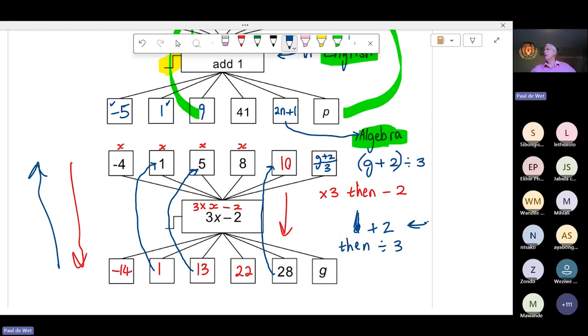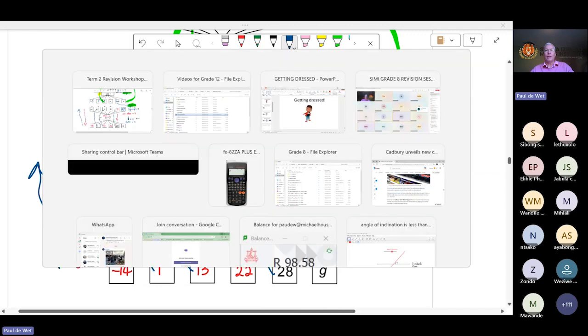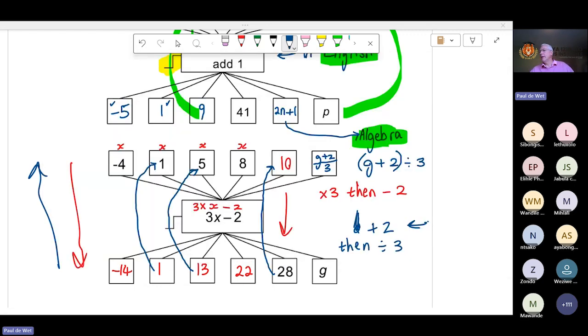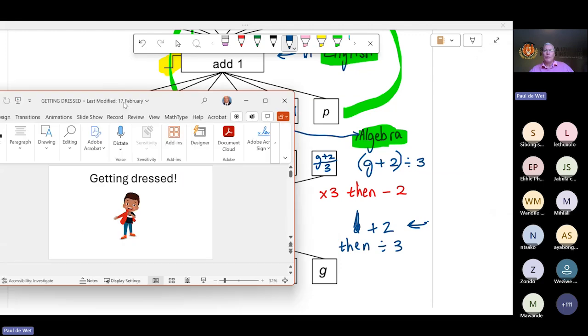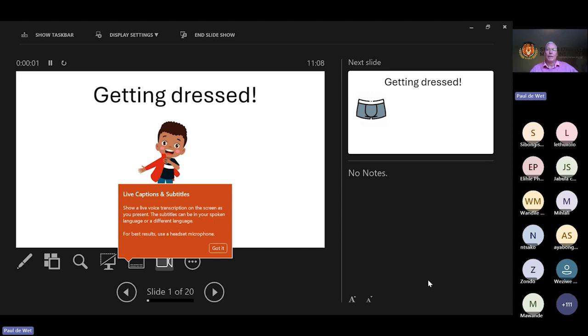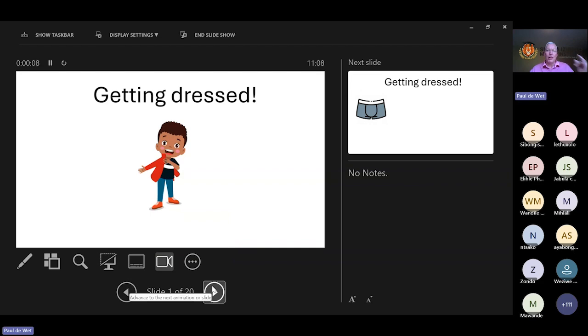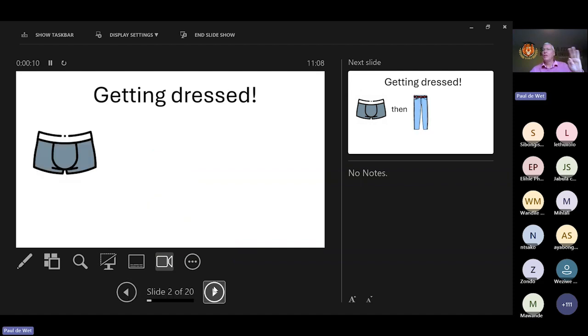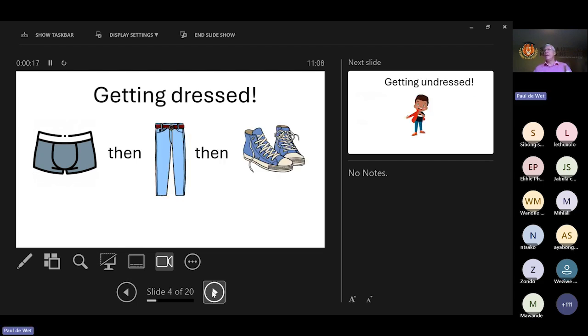Guys, I'm going to show you something else here now. I'm going to show you a little presentation, which I hope is going to show properly here. Okay, so if we were getting dressed, and I'm just going to use 3 items of clothing: undies, then longs, and then shoes. Do you agree that's the order that we would get dressed?